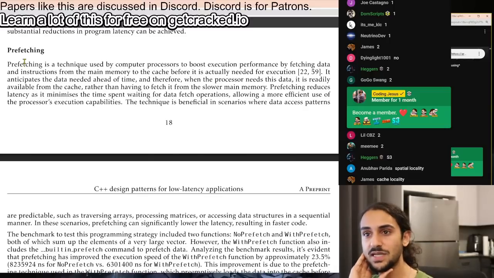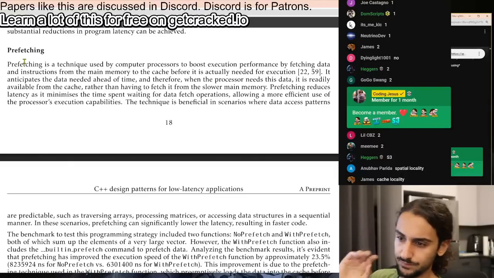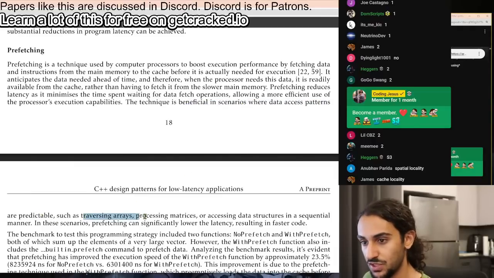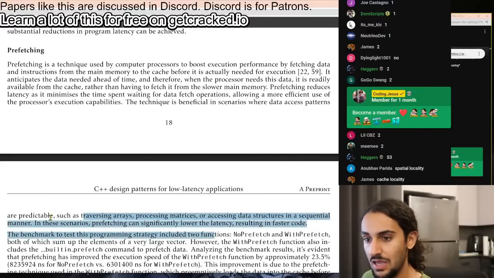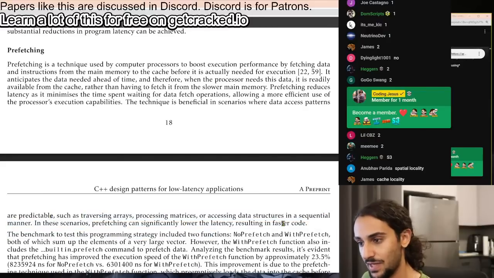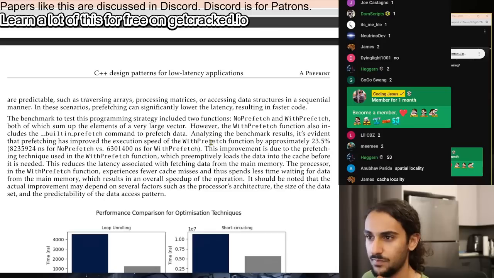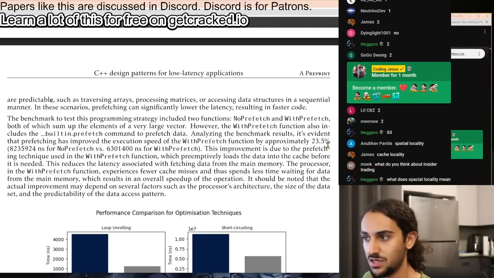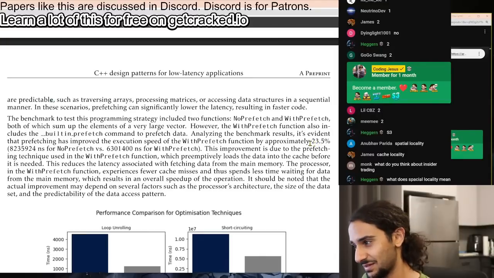Prefetching reduces latency as it minimizes the time spent waiting for data fetch operations, allowing a more efficient use of the processor's execution capabilities. The technique is beneficial in scenarios where data access patterns are predictable, such as traversing arrays, processing matrices, or accessing data structures in a sequential manner. In these scenarios, prefetching can significantly lower the latency and result in faster code. Analyzing the benchmark results, it is evident that prefetching improved execution speed by approximately 23.5%.